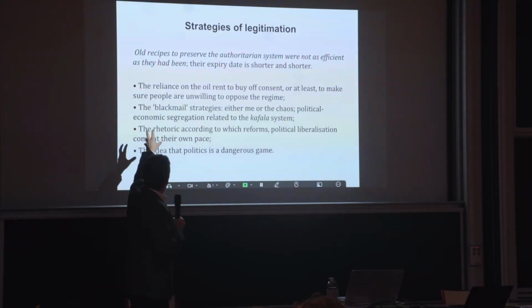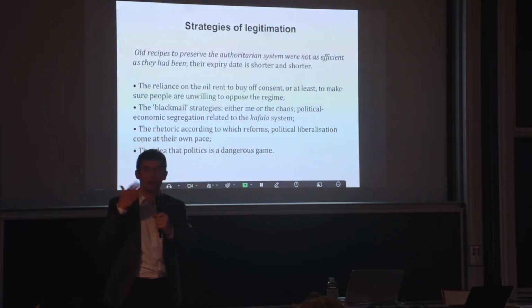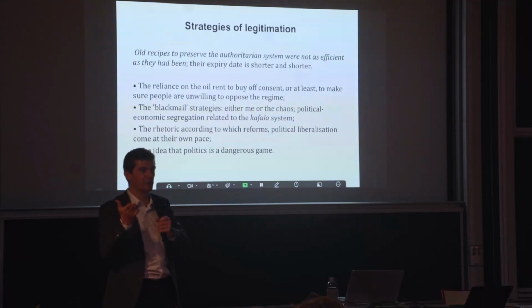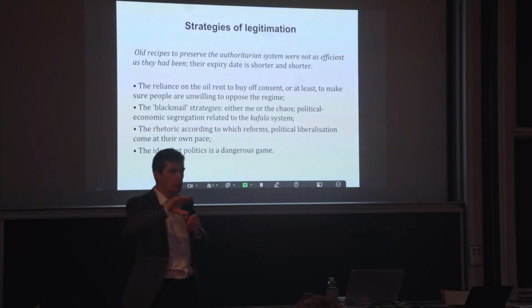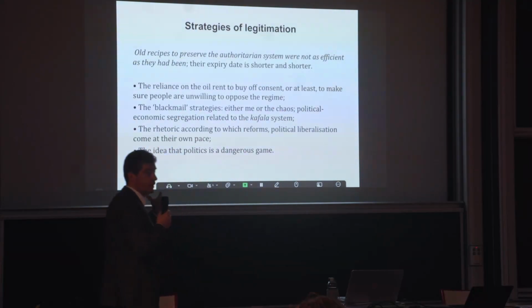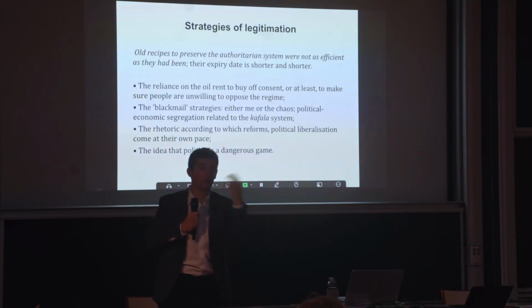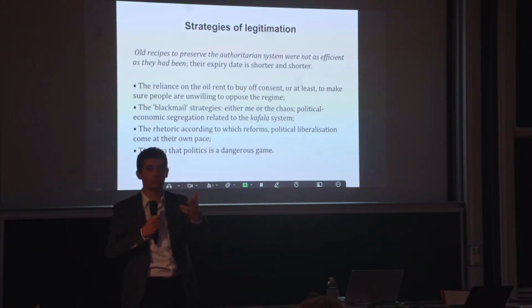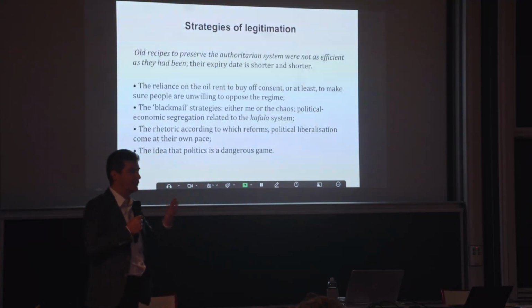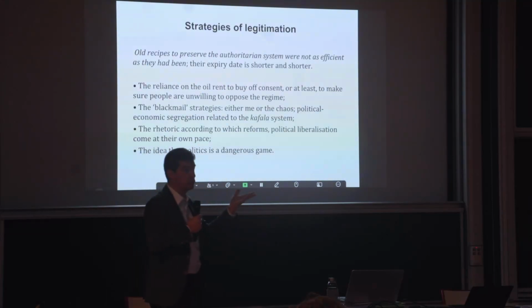The second strategy was the blackmailing strategy. Many Gulf monarchies have been saying to their nationals, look at the chaos in Yemen, look at the chaos in Syria, in Iraq, in Egypt. You don't want to be in such a position, right? So basically, they were telling their population, it is either me, as ruler, or the chaos, as you can see around, if you go to the street and you start a revolution. But this was not a strategy that worked anymore. In 2011, people went to the street.